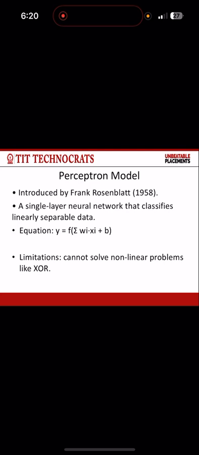So the next is the perceptron model, introduced by Frank Rosenblatt in 1958, a single layer neural network that classifies linearly separable data. This is the equation: output equals f of summation of xi wi plus bias. The limitation of this network is that it cannot solve non-linear problems like XOR.